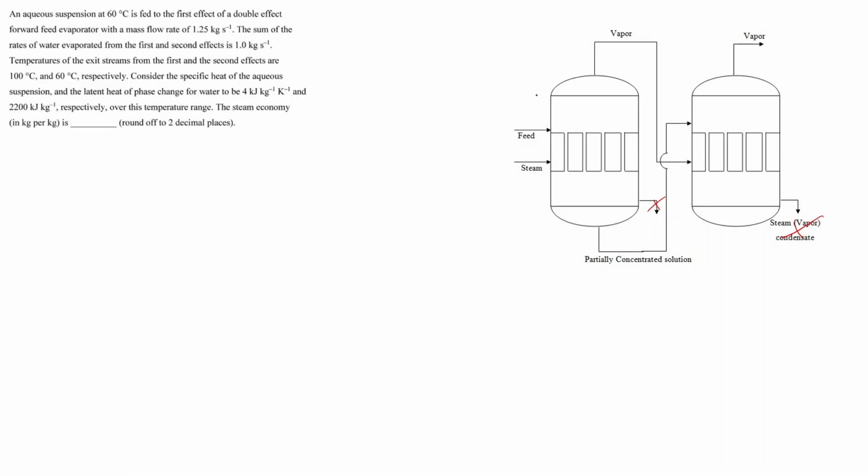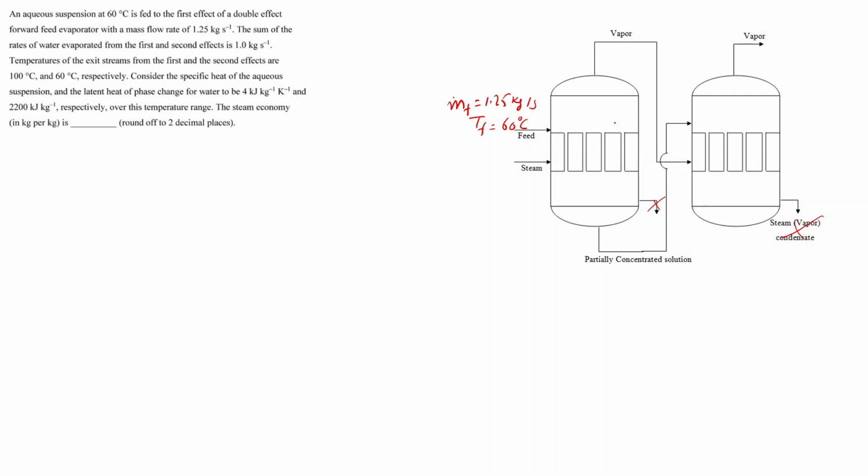Now from the given question, we have been given that the aqueous suspension is fed at 60 degrees Celsius. So here the temperature of the feed is 60 degrees Celsius with the mass flow rate of 1.25 kg per second. So let's write m dot f as 1.25 kg per second. And the sum of water evaporated from the first and second effect is 1 kg per second. The temperatures of the exit streams from the first and second effects are 100 degrees Celsius and 60 degrees Celsius.